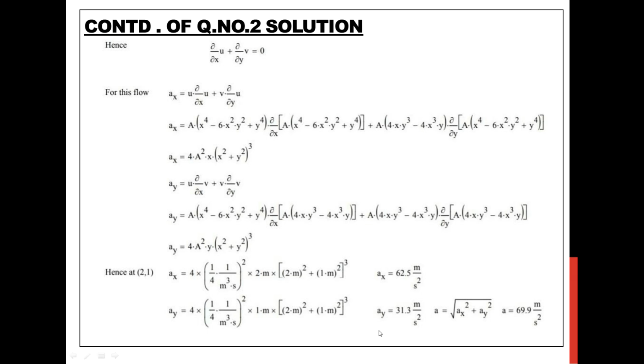And calculating this, we will get ay equal to 31.3 meter per second square. Now the resultant acceleration will be root over ax square plus ay square, which will be equal to a equal to 69.9 meter per second square. This is the solution of question number 2.